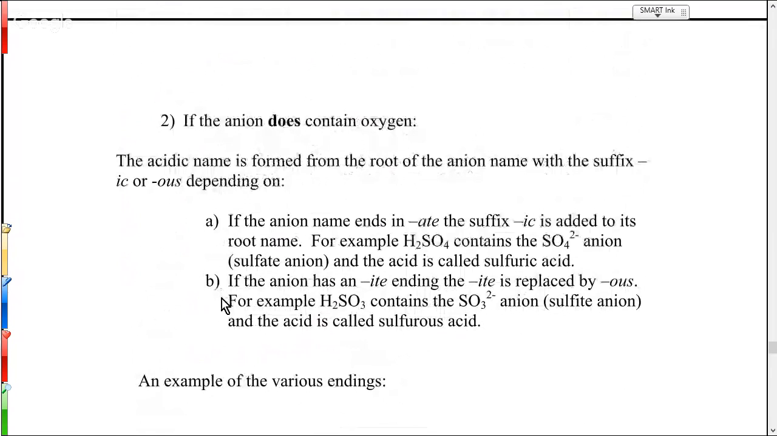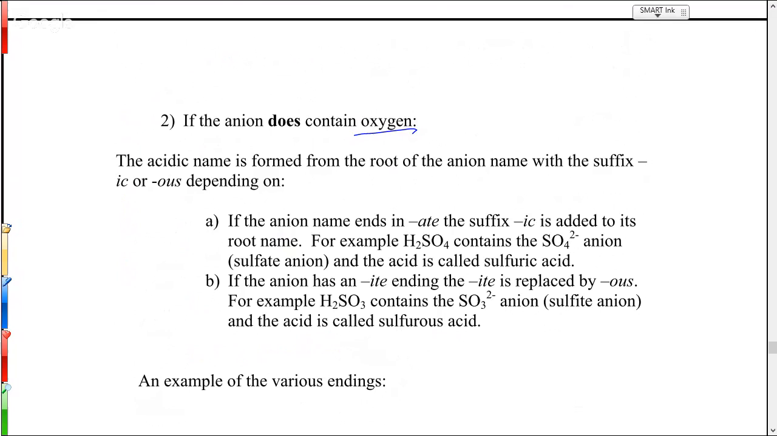Most acids form into this other category where the anions contain oxygen. So you've got hydrogen with some number and then something with oxygen. So H2SO4, HNO3, those kinds of things. These get a little bit trickier. The only trickier thing is this. If the anion name ends in ate, then we make the suffix "ic" to name the acid.